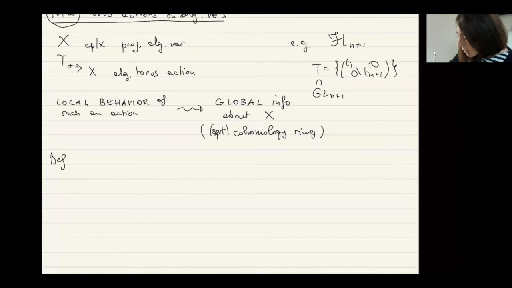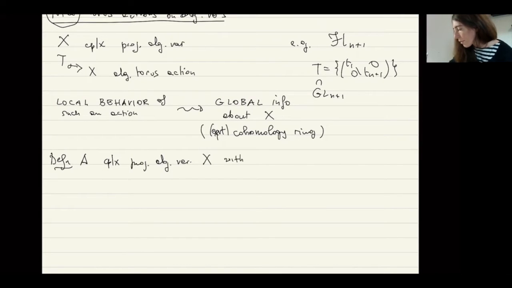Definition. Again, I'm focused today on a complex projective algebraic variety X equipped with a torus T action. It's called a GKM variety, or the pair is a GKM pair.